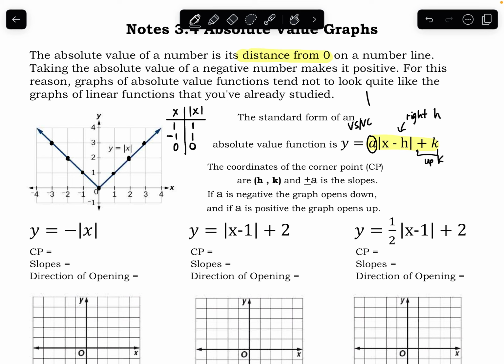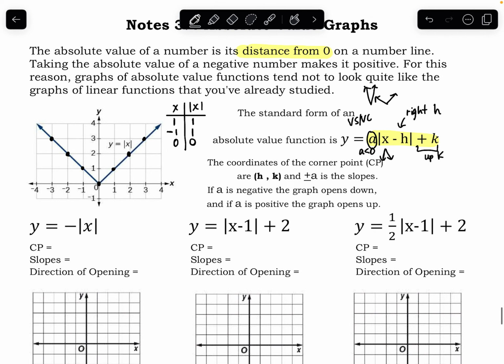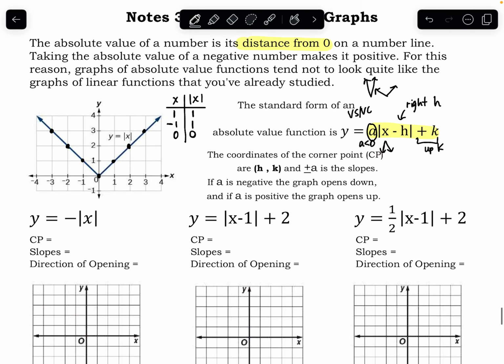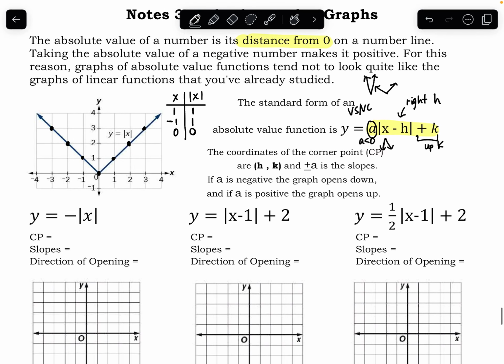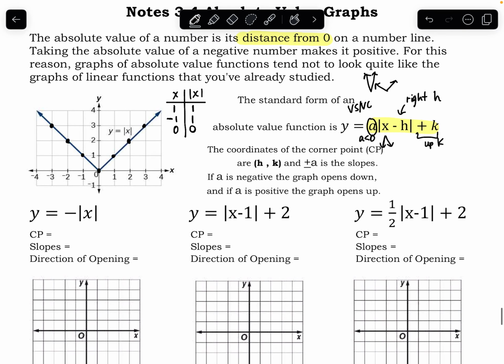And then this a value is how much it's been vertically stretched or vertically compressed. And so vertically stretched would look really narrow if you think of stretching a rubber band, whereas vertical compression would look super wide, be shorter, and so wider. It also tells us if it's a reflection. And so if you have an a value that's negative, that would just mean your absolute value is upside down. It's reflected over the x-axis. And so using this information, we can graph the function.